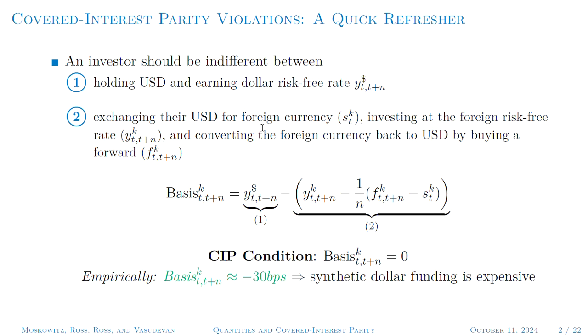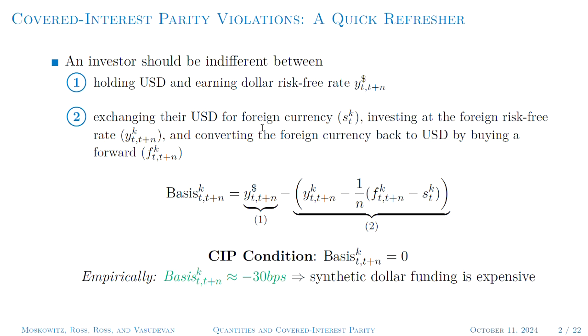So as a quick refresher, covered interest parity says that investors should be indifferent between two things. The first is holding dollars and earning the dollar risk-free rate. And the second is taking those dollars, exchanging them for foreign currency at the spot rate, investing in the foreign risk-free rate, and converting the foreign currency back to dollars by buying a forward. So if you look at the basis as the difference between these two options that an investor has, the CIP condition is that the basis should be equal to 0.